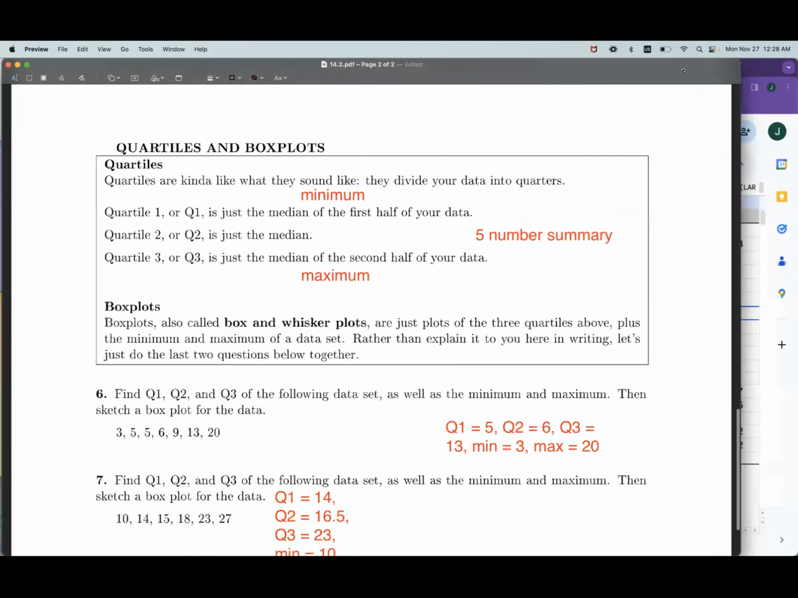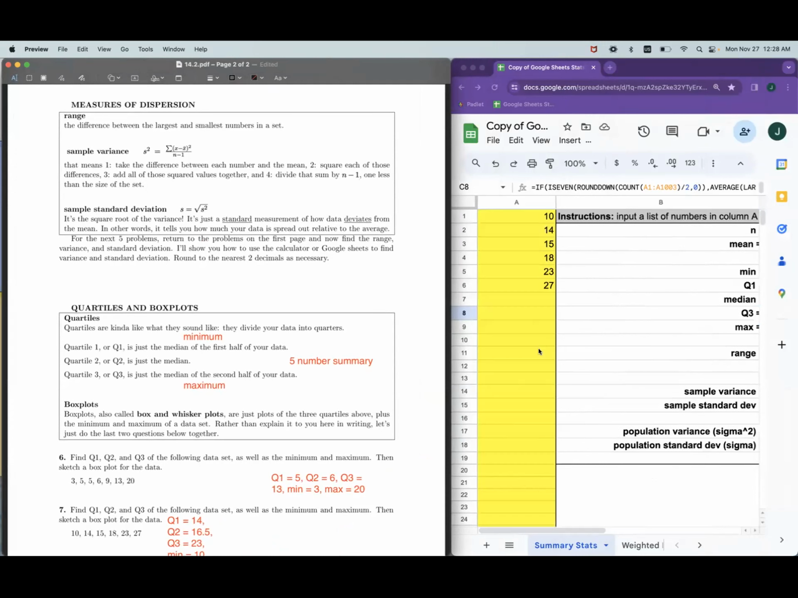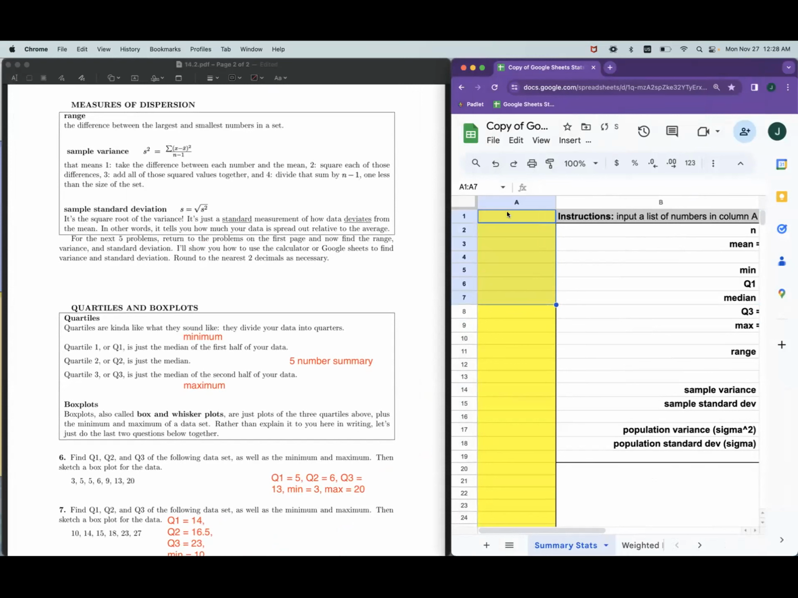Now let's do the same thing using technology. You go to the Google Sheet stats that I shared with you guys, and I just input those numbers on the left into the summary stats page.